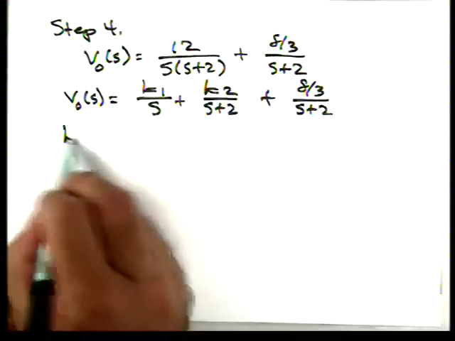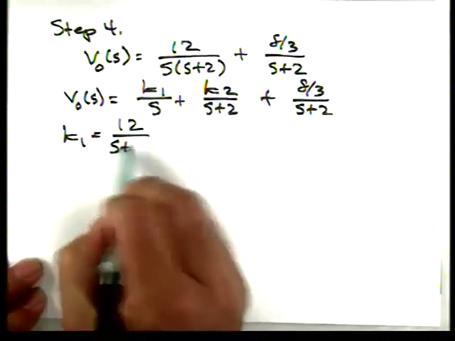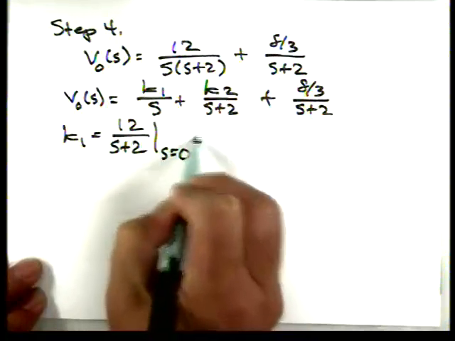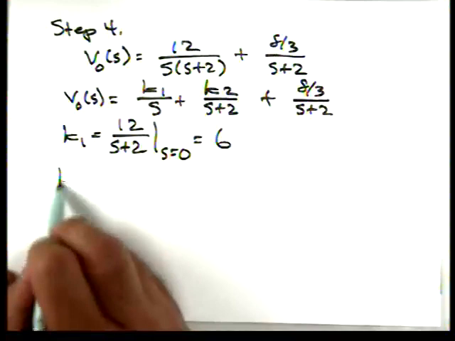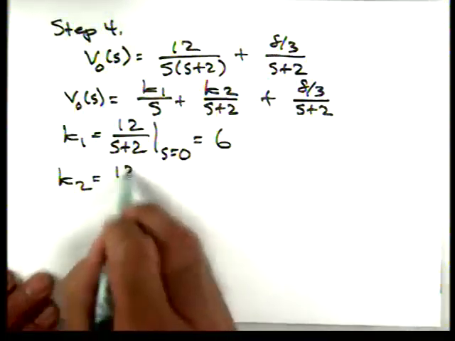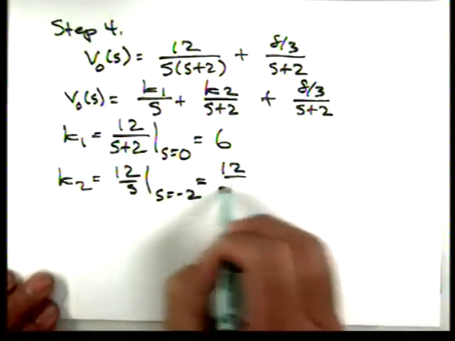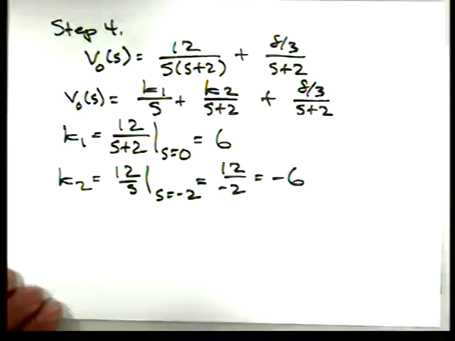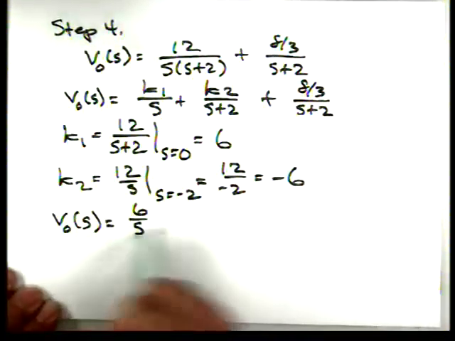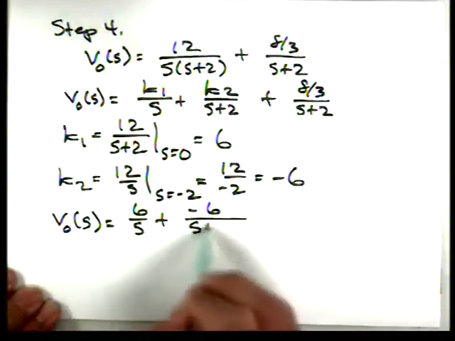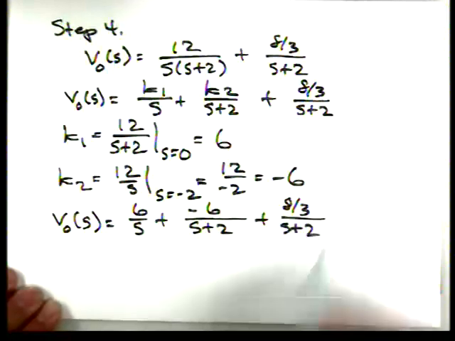So then for K1 we multiply through by S and let S equal 0. So that gives us 6. And then for K2, we multiply through by S plus 2 and let S equal minus 2. So we have 12 over minus 2, or minus 6. So now V0 of S is 6 over S plus minus 6 over S plus 2 plus 8/3 over S plus 2.